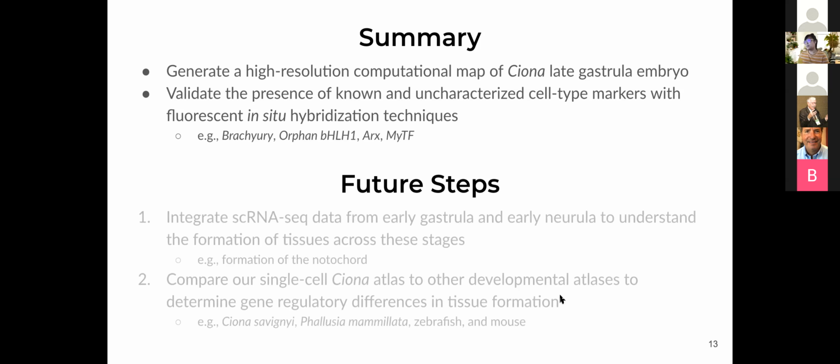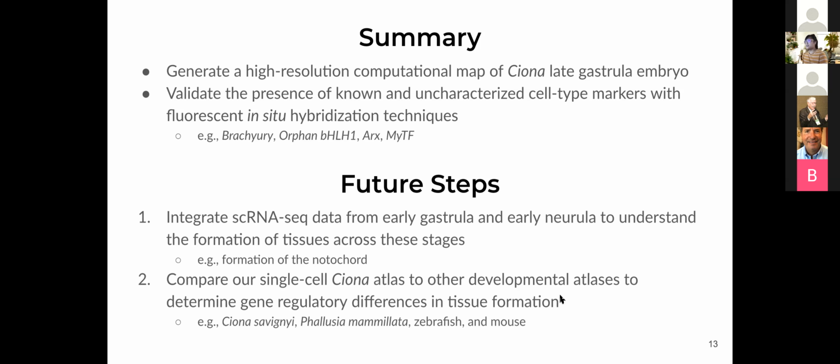As some future steps, I want to integrate the single cell RNA-seq data from the other time points that we studied, the early gastrula and early neurula stages, to understand the formation of tissues across these stages, such as with notochord development, for example. And I also want to compare our single cell atlas to other developmental atlases to determine what gene regulatory differences or similarities we might have with other organisms, such as Ciona savignyi, Phallusia, zebrafish, and mouse.